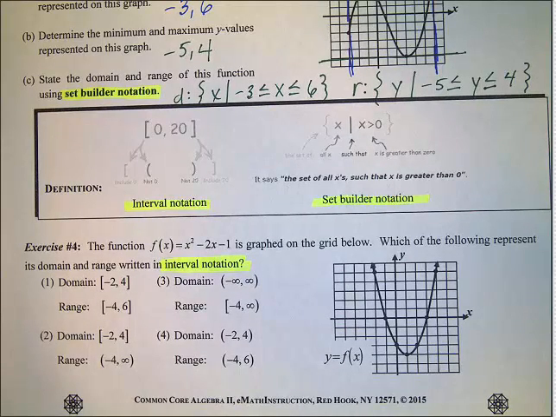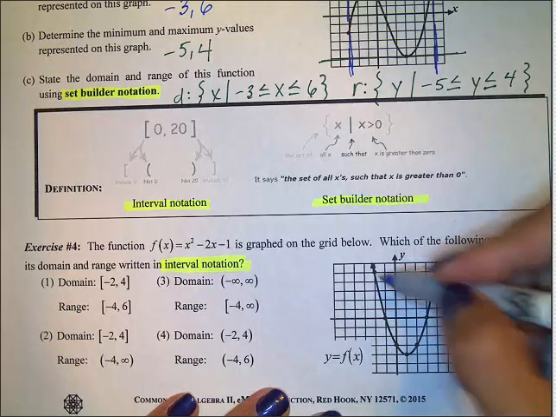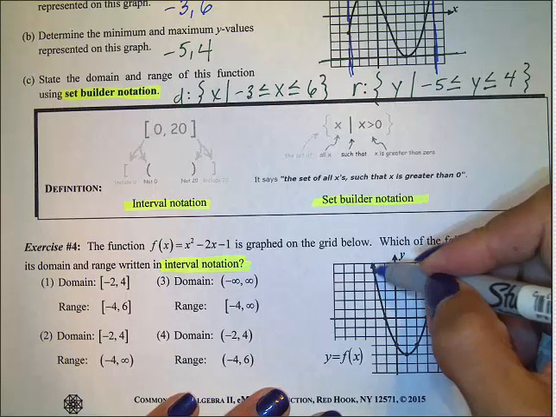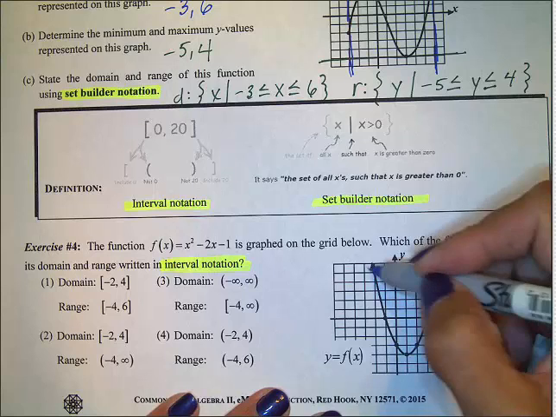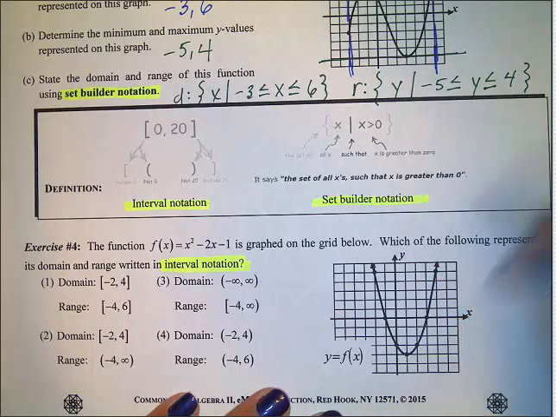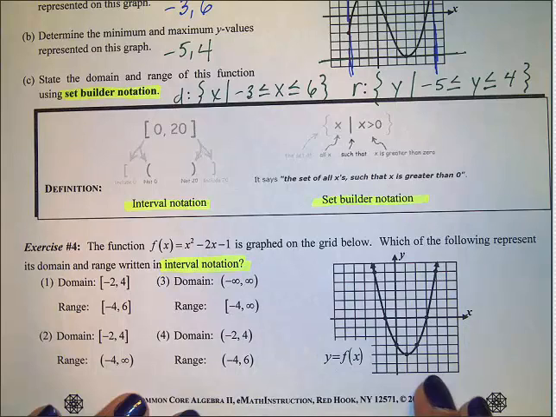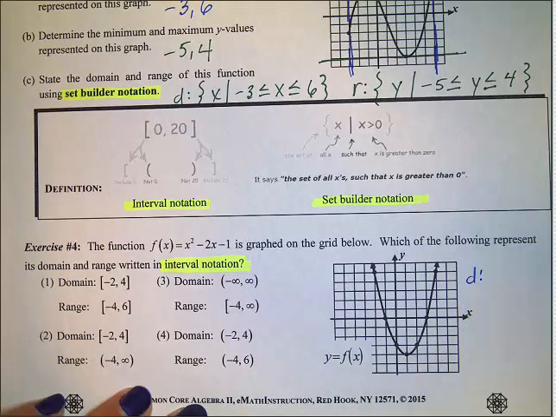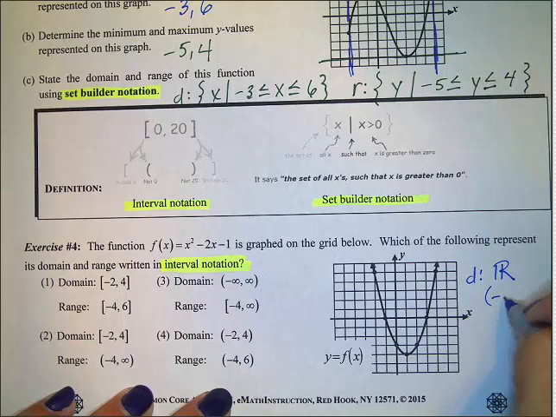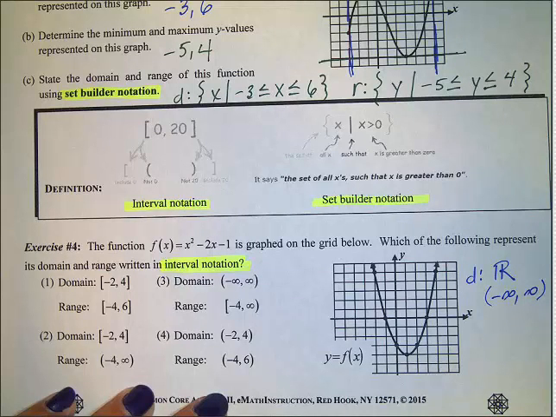So, domain, remember, is your x values. Well, notice your x values, there's an arrow. So what that means, it keeps going, and it keeps going. So that means our domain is either all real numbers with a capital R, or it goes from negative infinity to positive infinity. Another reason I like interval notation is you could write this in either order. So you could write infinity comma negative infinity, and that would be okay. That doesn't work so much with set builder notation.